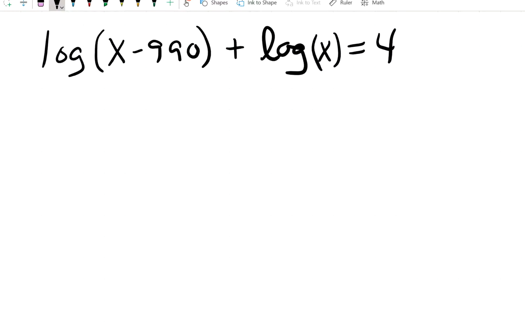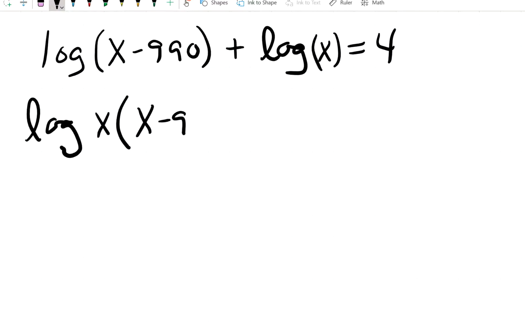Alright, so what we're gonna do is take this plus sign and relate it to logarithms, and we know that means to multiply. So I can rewrite this left side to be log x. I'll put the x first. And then we'd have x minus 990, equals 4. Okay, and this is similar to what you had written. Very close, if not the same.